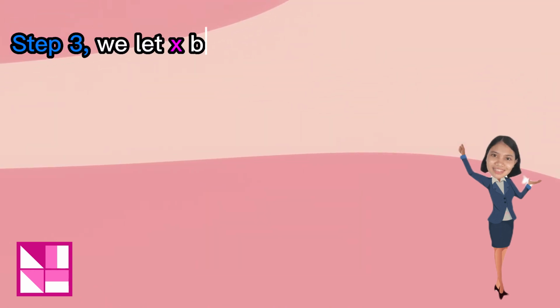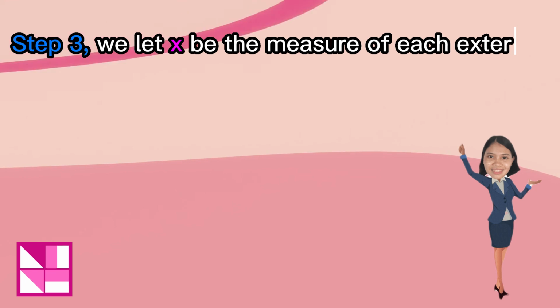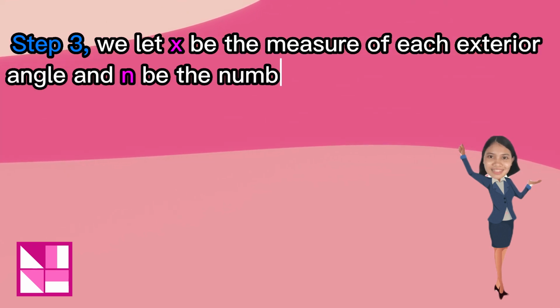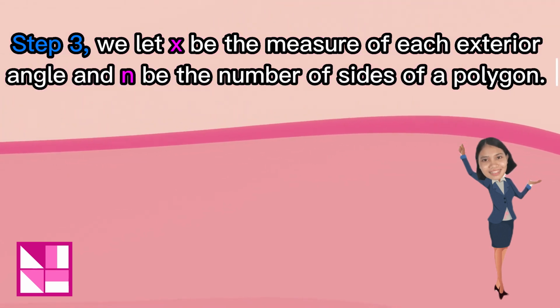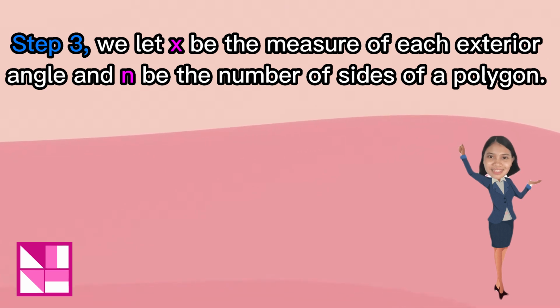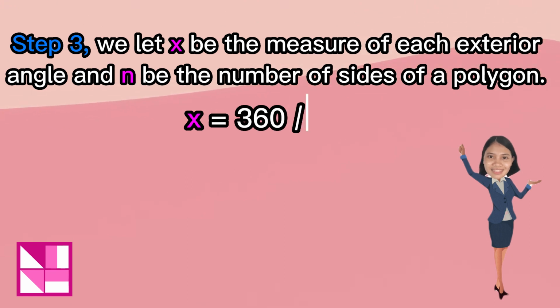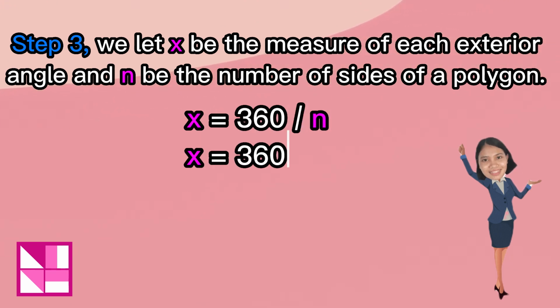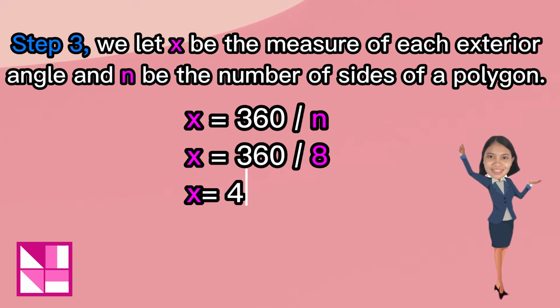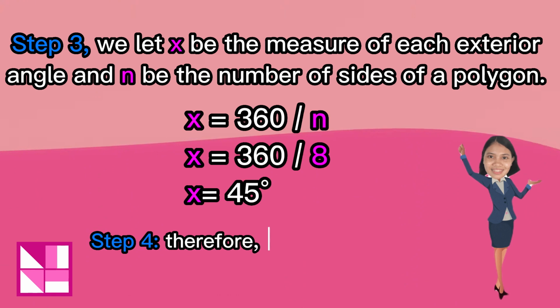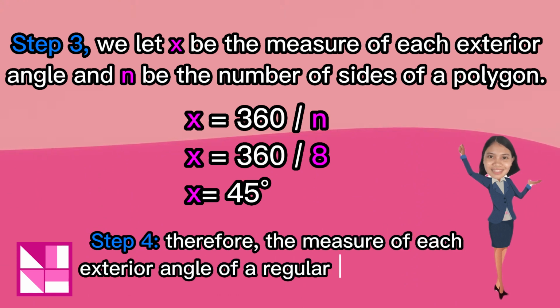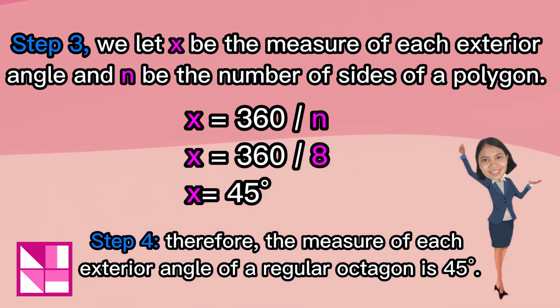Step 3. We'll let x be the measure of each exterior angle and n be the number of sides of a polygon. The formula for the measure of each exterior angle is x equals 360 degrees divided by n. By substituting the given, we have x equals 360 degrees divided by 8. Next, we simplify. x equals 45 degrees. Step 4. Therefore, the measure of each exterior angle of a regular octagon is 45 degrees.